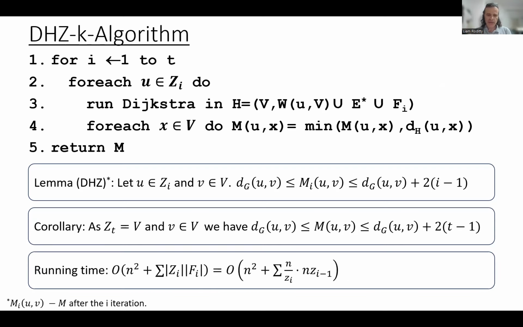Finally, the running time is very easy to see, it is simply this. Because in each iteration, the most time-consuming step is doing the Dijkstra for the set Zi in the graph whose size is dominated by the size of the set Fi. Okay, so this is what we have in the Dor, Halperin, and Zwick algorithm.